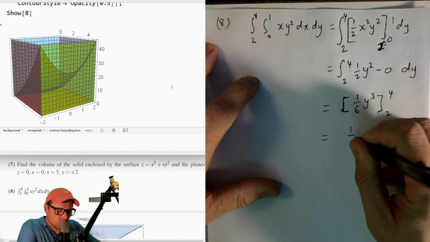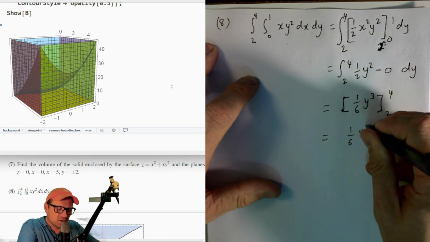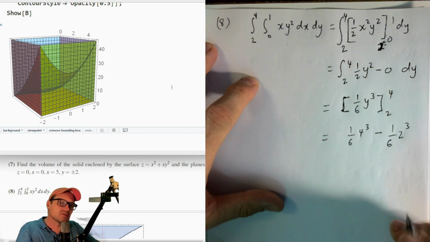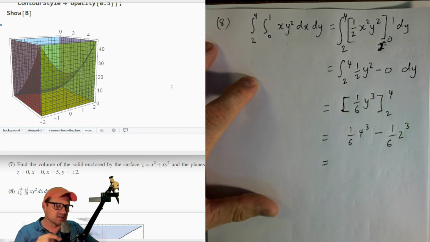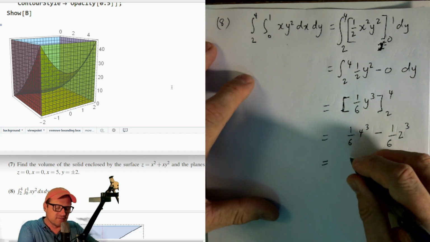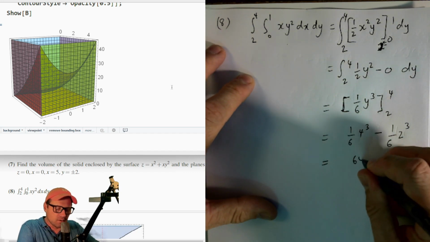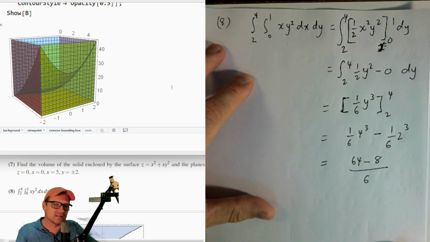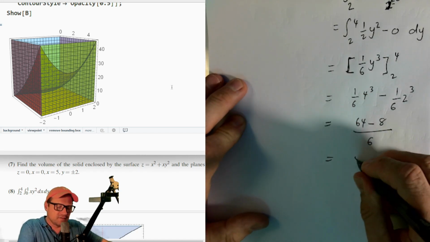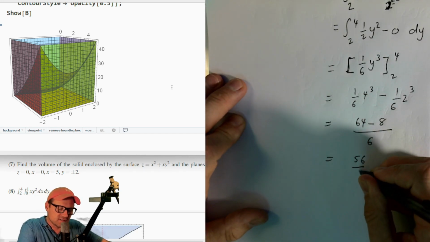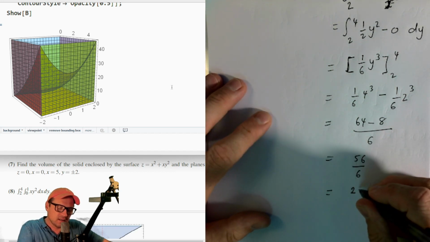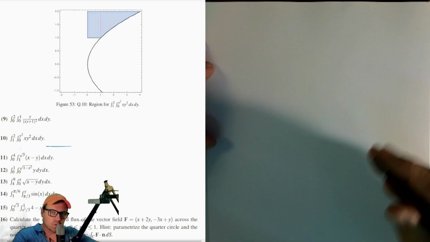Okay, and so this is 1/6 of 4 cubed minus 1/6 of 2 cubed. So 4 cubed is 16 times 4, which is 64. So 64 over 6 minus 8 is 2 cubed over 6. And so this is 56 over 6, but we can reduce this and call this 28 over 3. Question 9.